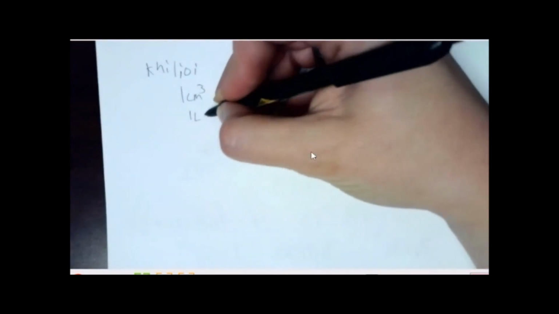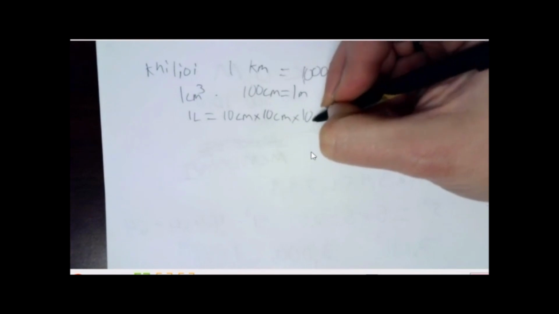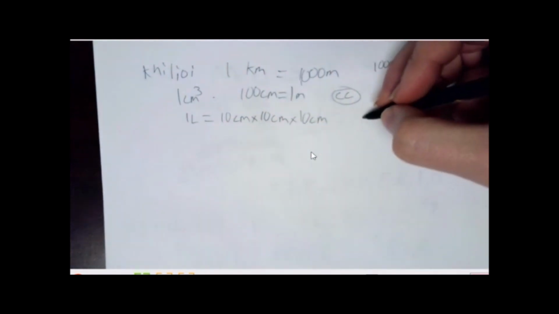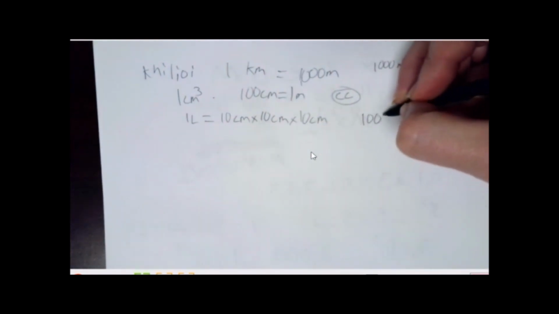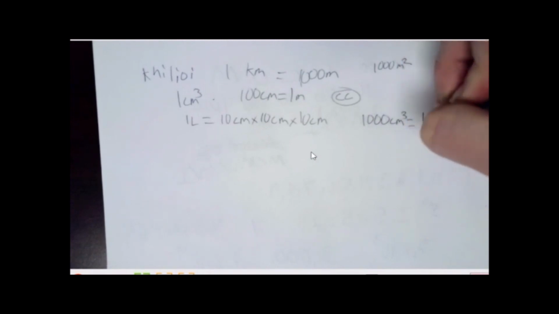But while we measure volume as meters cubed, we often find it more useful to give it as a liter, which comes from the French litron. Basically, 1 liter is equal to, or at least was equal to, 10 centimeters by 10 centimeters by 10 centimeters. So essentially, 1,000 centimeters cubed is equal to 1 liter.